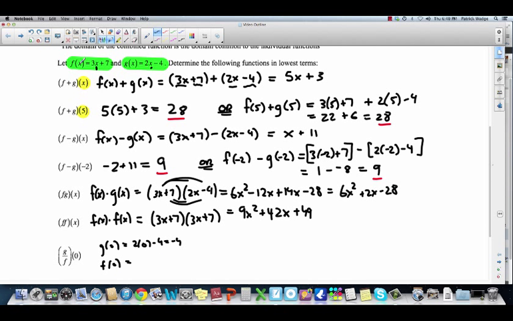F of 0 means plug 0 into the first function. So we get 3 times 0 plus 7. You get 7. And then what you would do is divide g of 0 by f of 0. So you get negative 4 over 7.